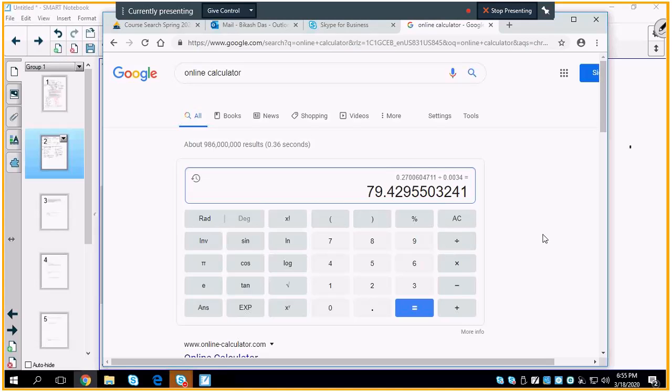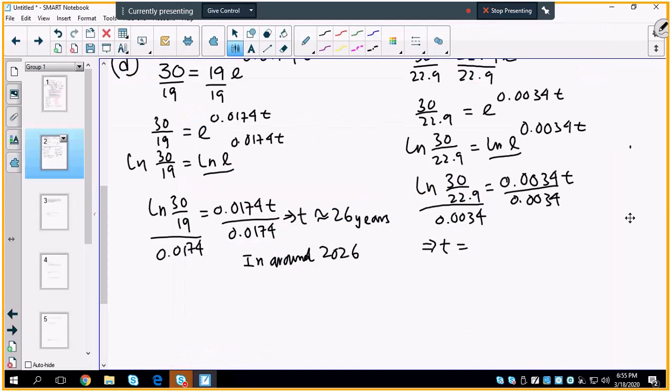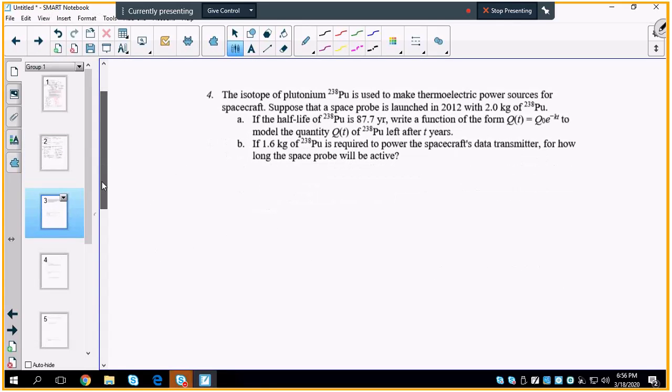So I'm just going to say 79 years. See the difference? So 79 years approximately from the year 2000. So I will say it will be 30 million in Taiwan in around 2079. Answers my question. Let's carry on to page number 3 and see what problems we have there.